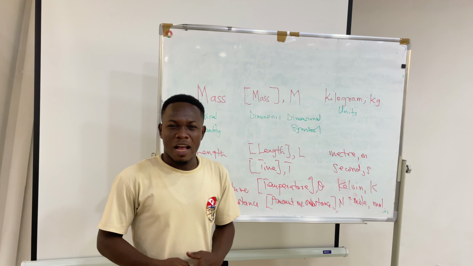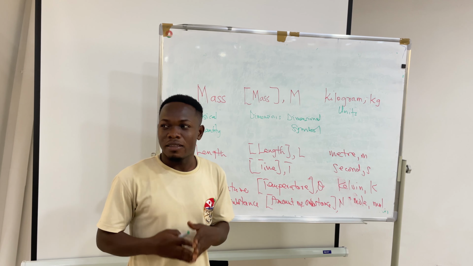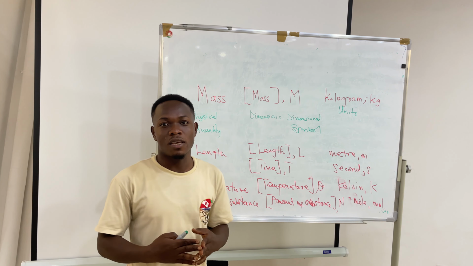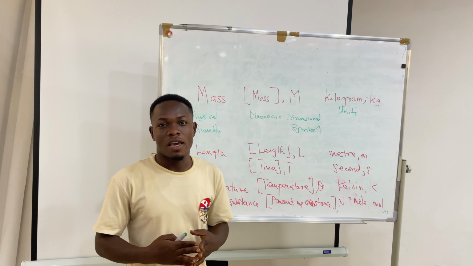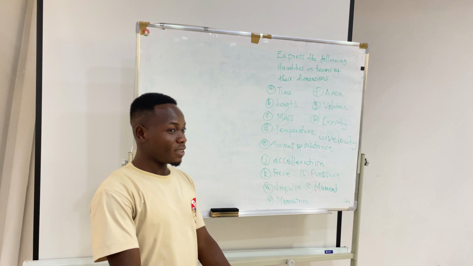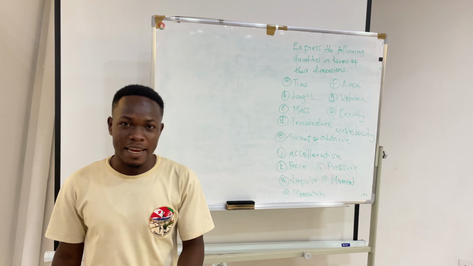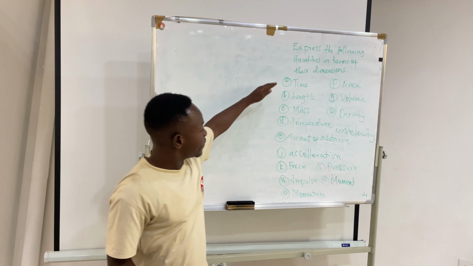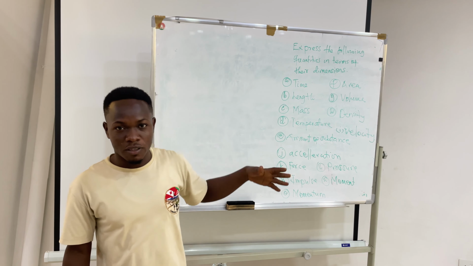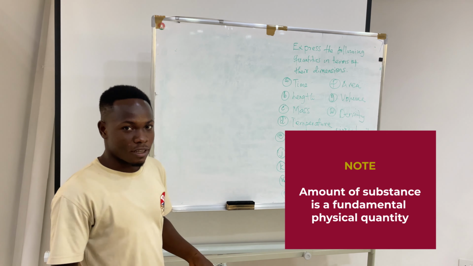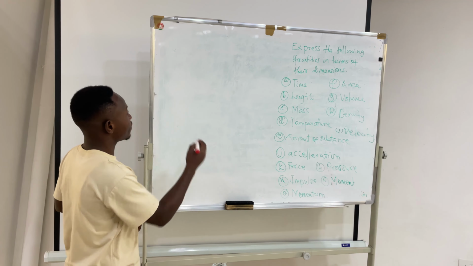Is that okay? If that is the case, then it means that we can actually express the dimensions of derived quantities using the dimensions of base quantities. And so for the next part of this video, that is what we are going to be doing. From now on, we are going to be expressing these physical quantities in terms of their dimensions. The first 4 are the fundamental physical quantities, and then the rest are derived quantities. Okay, so let's begin. So the very first one, time.